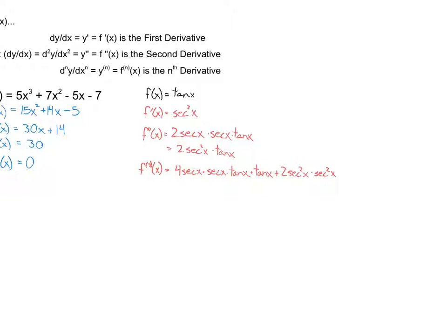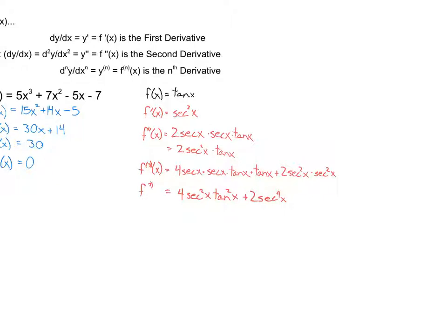Now notice what we end up with: 4 secant squared x tangent squared x plus 2 secant to the fourth. So do you keep going? Yeah, let's keep going. It's not going to go to 0.